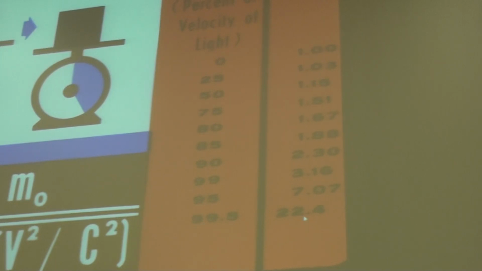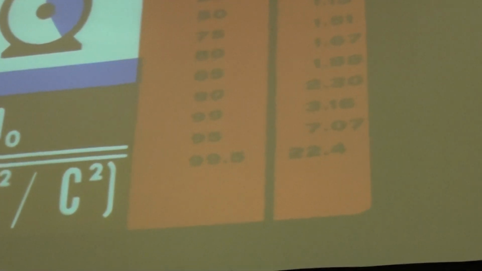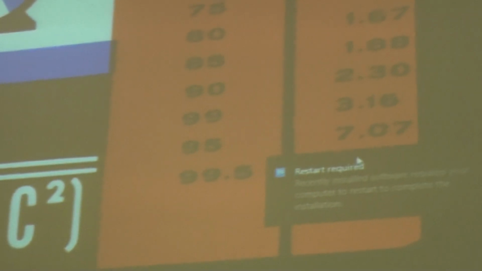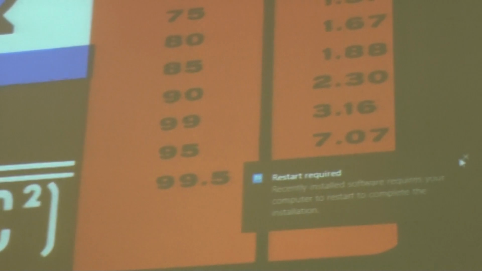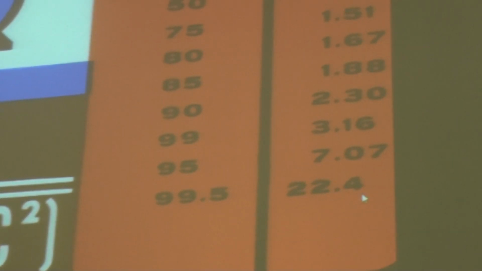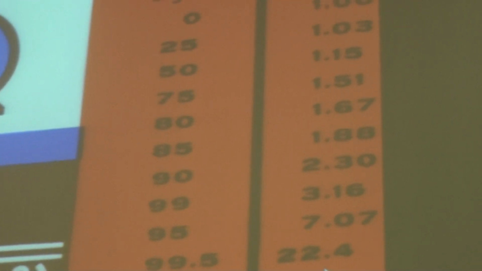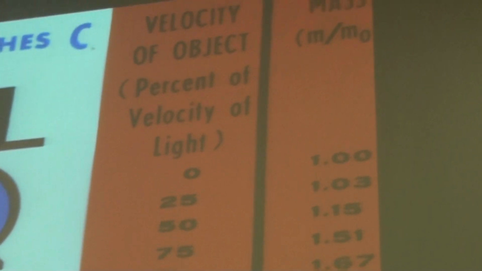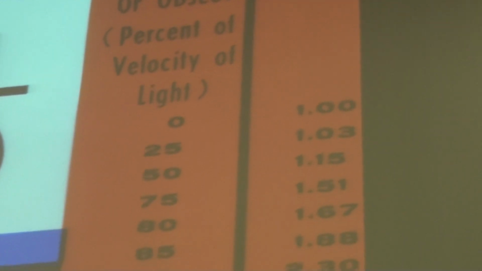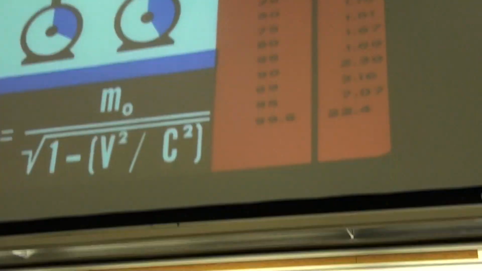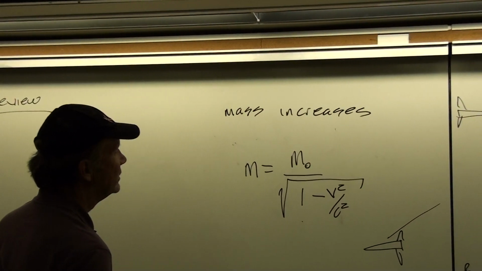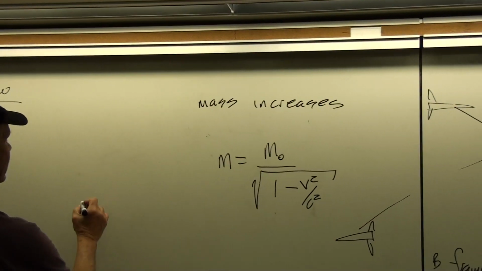We go to 99.5% of the speed of light. And the object has 22.4 times more mass than it did in the rest frame. Okay, and so let's then calculate the mass increase if the velocity is 3/4 the speed of light.